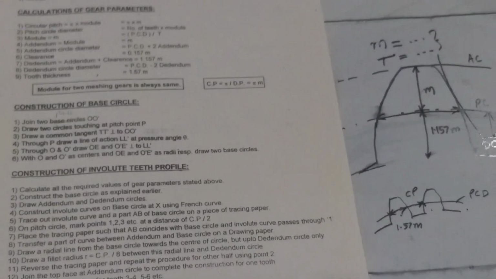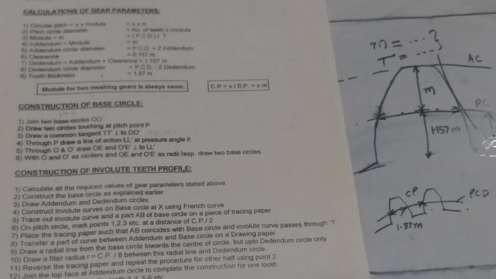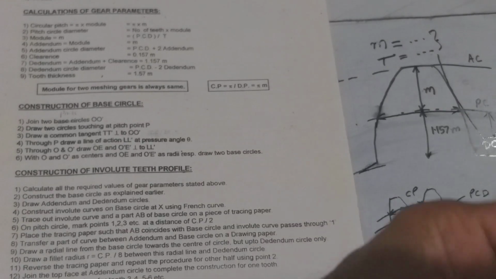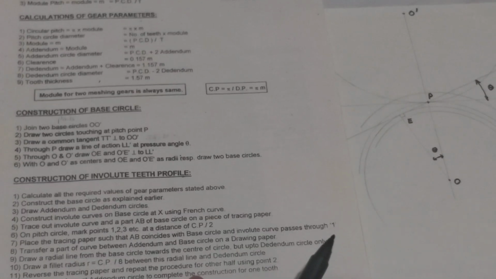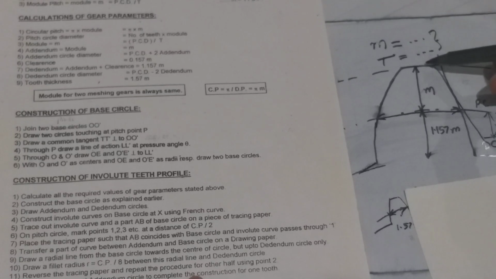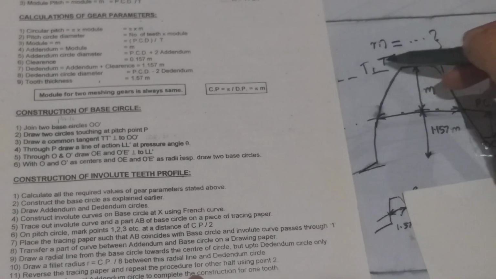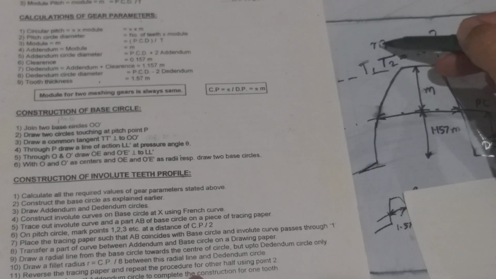Now how to draw this? This procedure is starting from here. So I'll explain the construction of the gear tooth. The procedure starts like this. So you can have a look here. Once you are given m and T, you are given T1 and T2 because there are two gears. So you will be given the teeth of both the gears, and the module is the same.